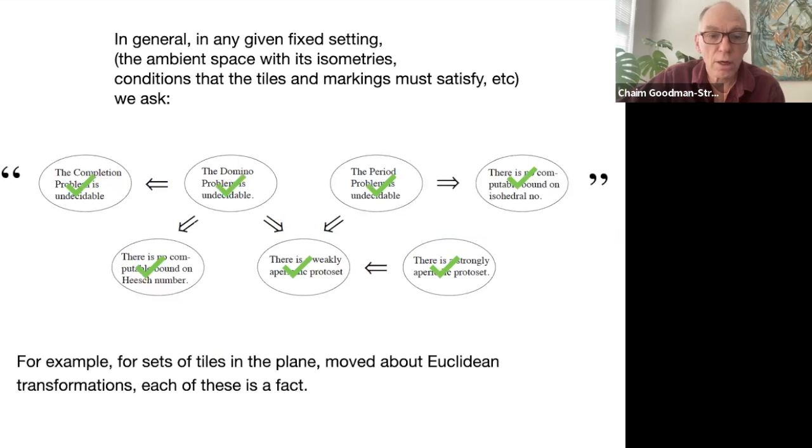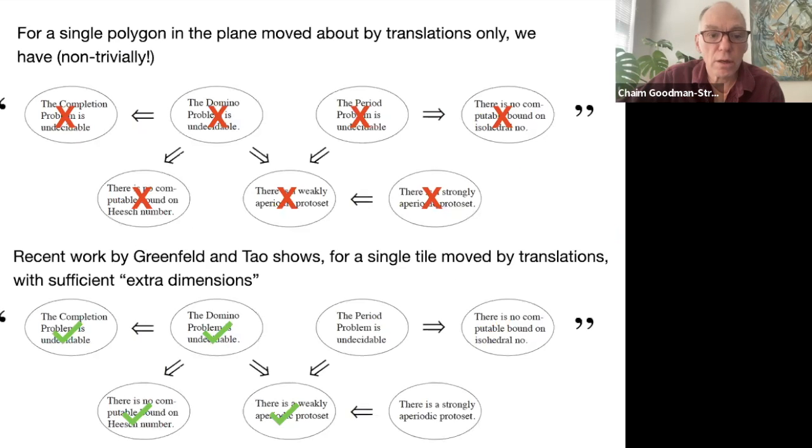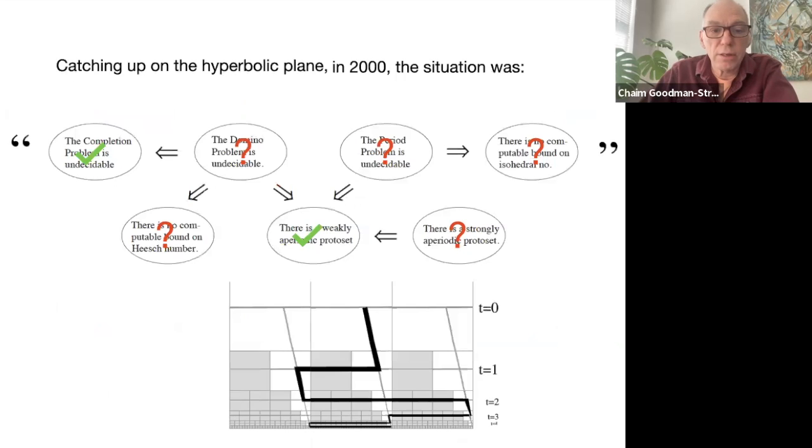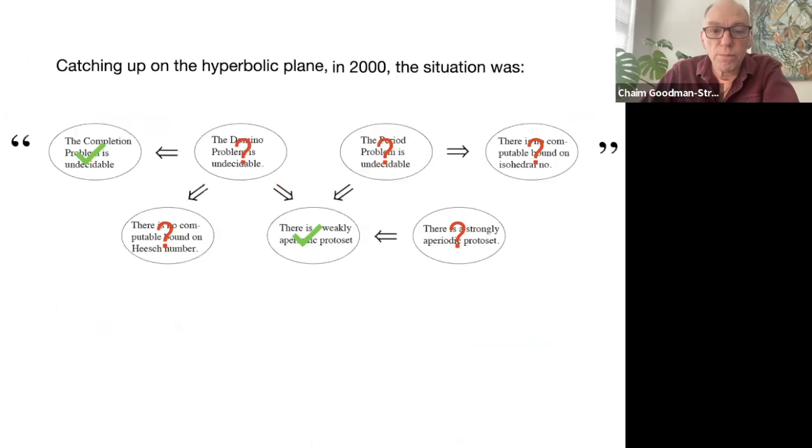There's been a lot of recent work by Rachel Greenfeld and Terry Tao on moving things around by translations only, but they use a lot of extra dimensions. So I'll skip that. In the hyperbolic plane, we have basically this situation.